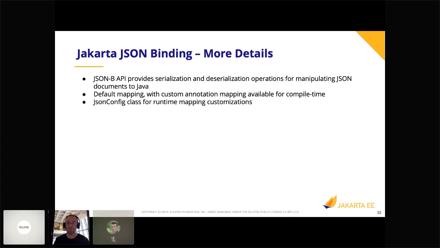Default mapping is available for basic JSON documents, and mapping can be customized in many ways, particularly with annotations for compile time mapping, and the JsonbConfig class can be used to pass to the JsonbBuilder create method for runtime customizations.